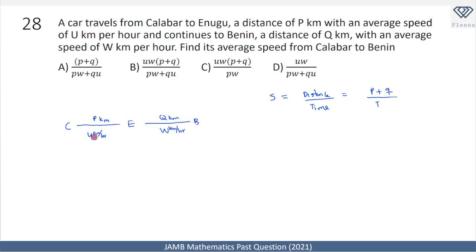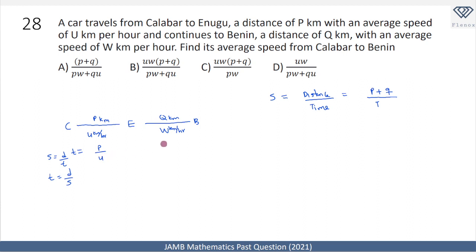That means you can figure out the time that it takes from Calabar to Enugu. And how do we do that? Remember again, speed is equal to distance over time. And if I make time the subject of the formula, it's the same thing as saying time is what? Distance over speed. So I can figure out the time that it takes to move from Calabar to Enugu, and that time is going to be, what will be the distance? Distance is P, and what is the speed? The speed is U. So the time it takes to move from Calabar to Enugu is what?